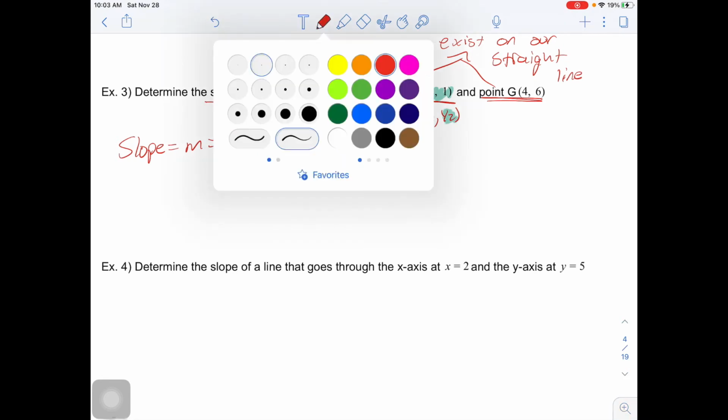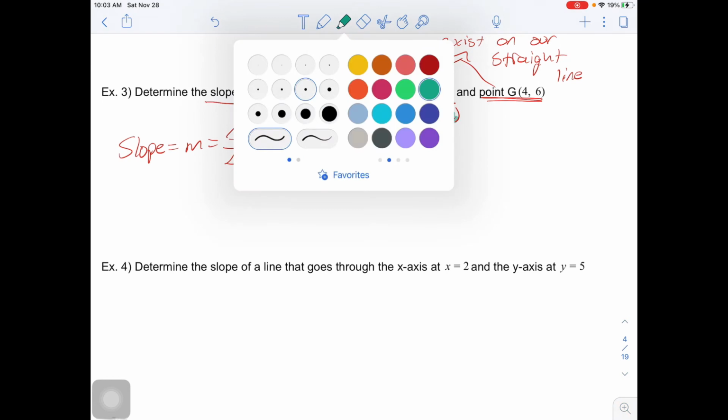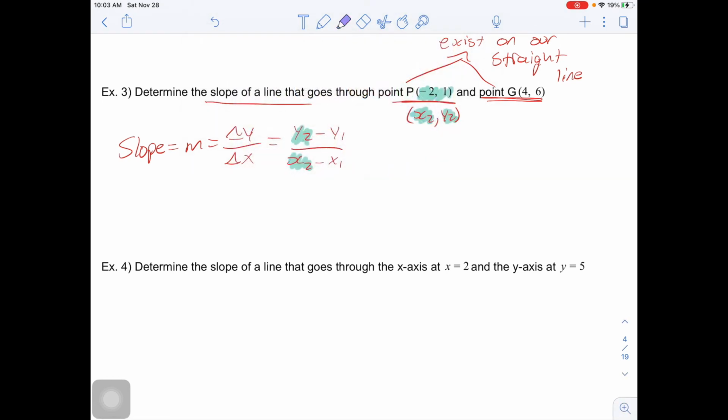Okay. And then from there, I want to name my y1 and my x1. Well, that will have to be this point here and here. So that will be x1 and y1. And now we can simply plug in. So what was my y2? My y2 was positive 1, so this will be 1 minus what was my y1? My y1 was 6. So this will be 6.